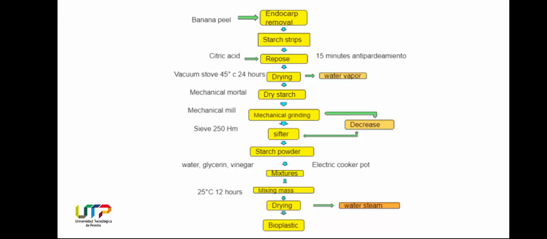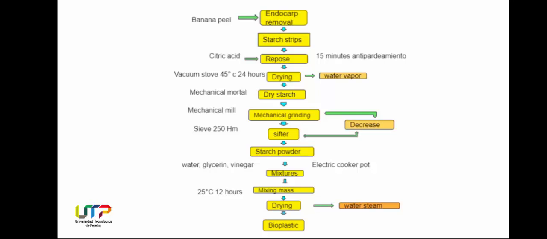When removing the banana peel, it should be immersed in the antibrowning substance to avoid the oxidation mentioned above. With the help of the knife, cut strips of the endocarp of the banana peel. When cutting the starch strips, it is recommended to immerse them in the antibrowning solution to avoid oxidation. Once all the starch strips are finished, they should be dehydrated on the grill for half an hour over low heat to speed the drying process.